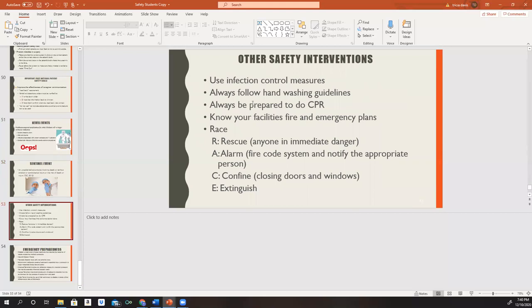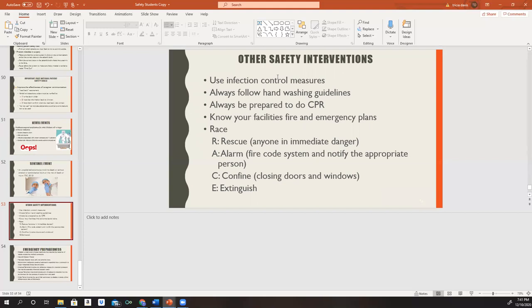So other safety interventions you want to put into your practice is always use infection control measures. So if you are caring for a patient with COVID and you know that the proper protocol is to wear a gown, gloves, your N95, and your face shield, that's what you should be wearing. So you can't cut corners and say, I'm just running in to grab this off their bed, I don't need to put anything on. That puts you at risk. It puts other patients at risk. So you need to follow those established infection control measures.